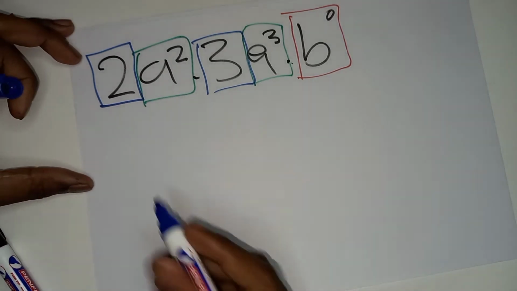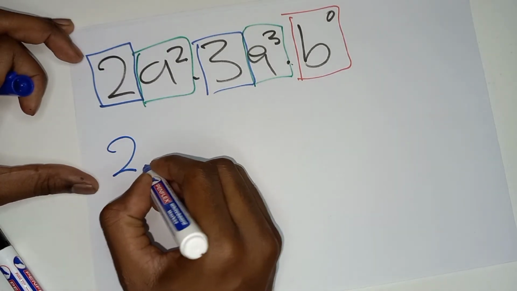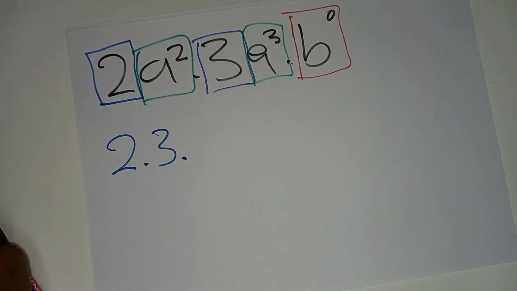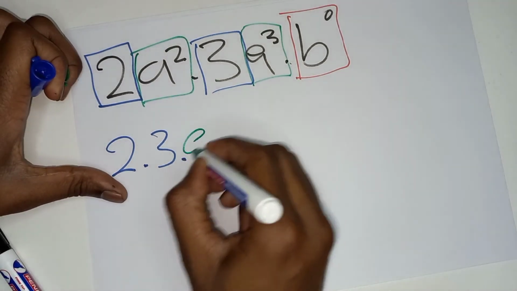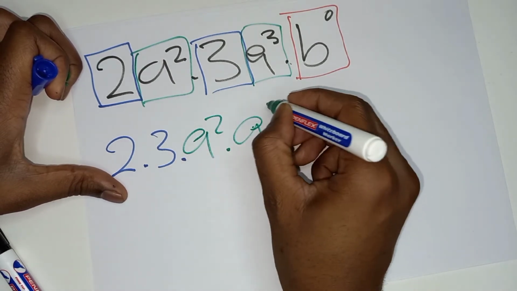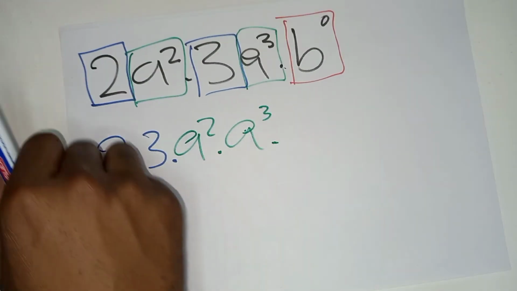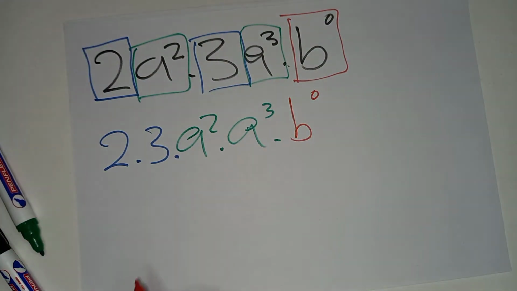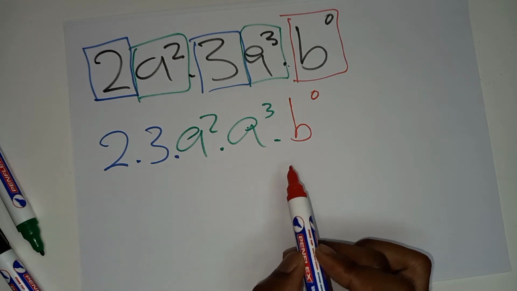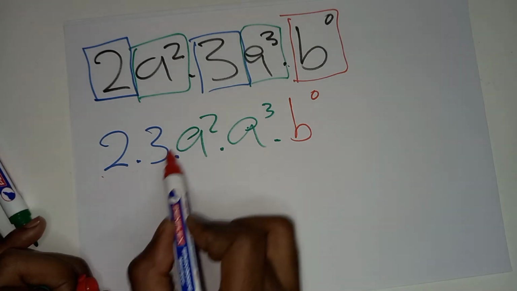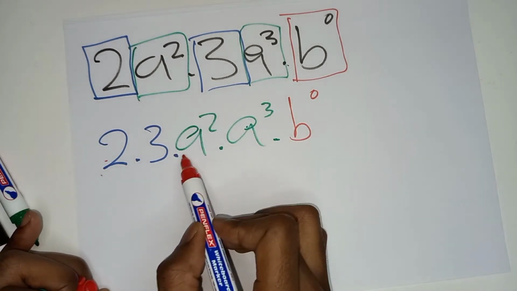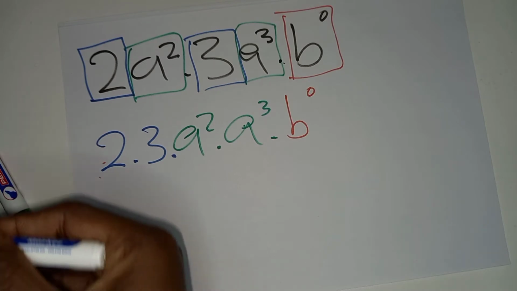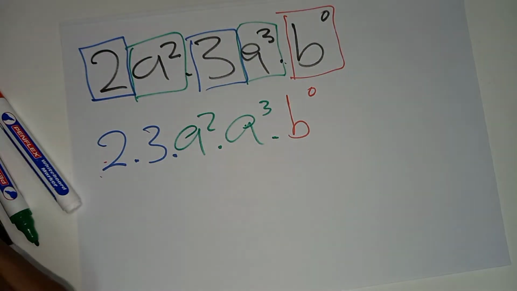So what are we going to have? We're going to have 2 times 3. These are the like terms, right? Times a squared times a cubed, right? Times the b to 0. Now if you have it like this, it becomes easier to solve, because you can solve what happens here, then solve what happens there, and then you just simplify the final answer. So let's look at it.